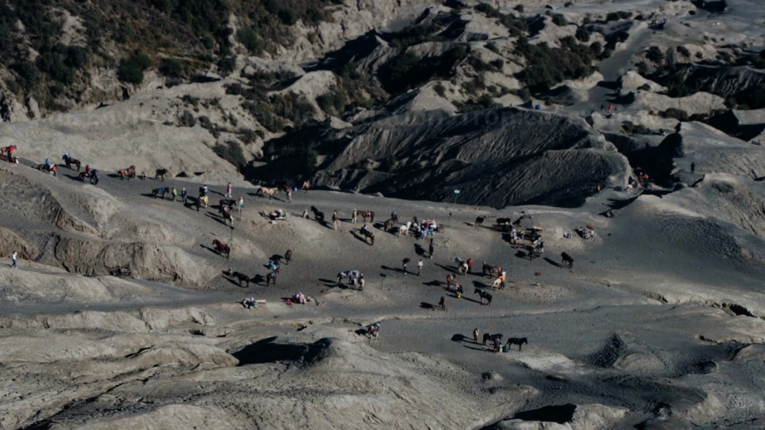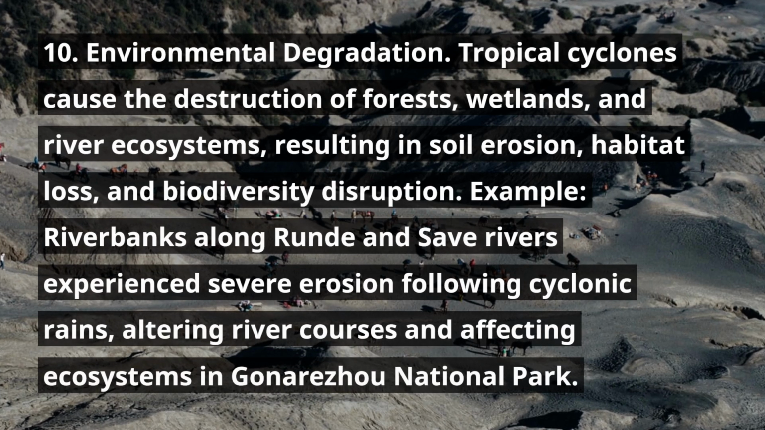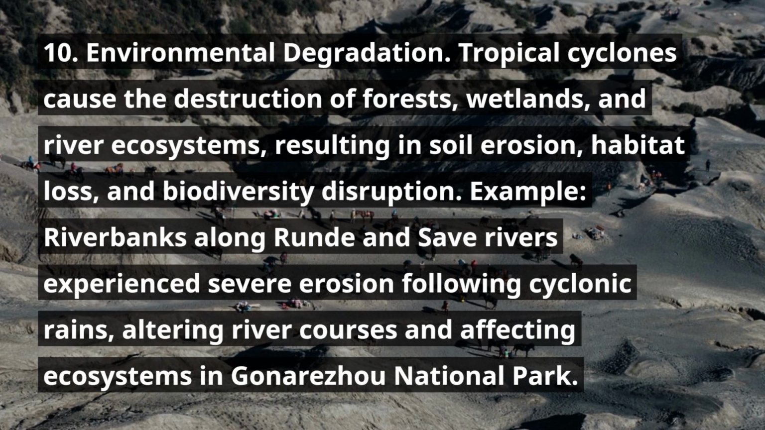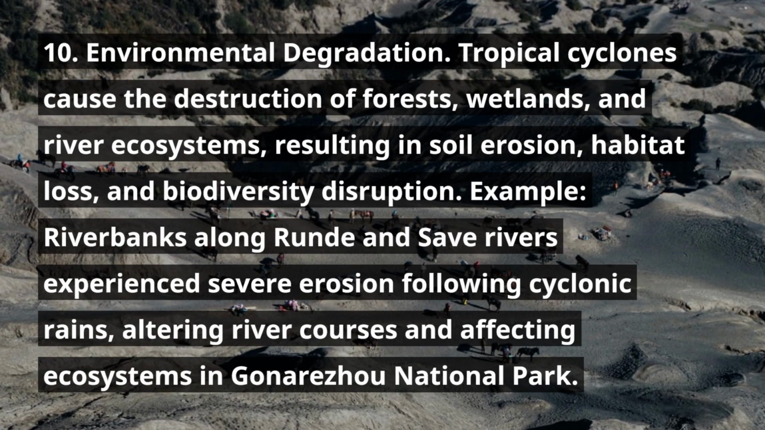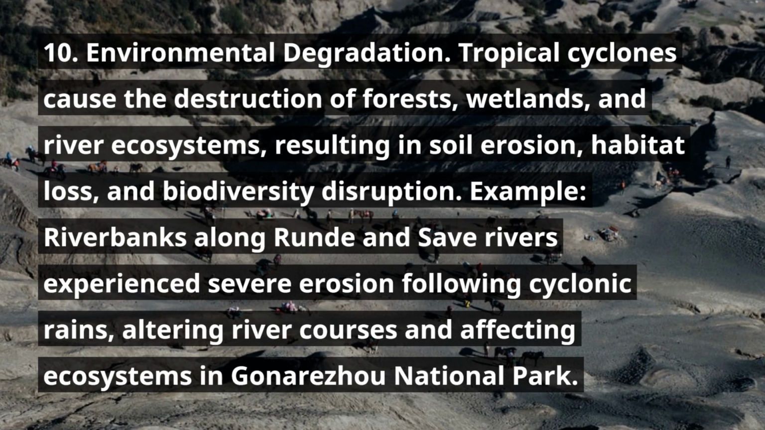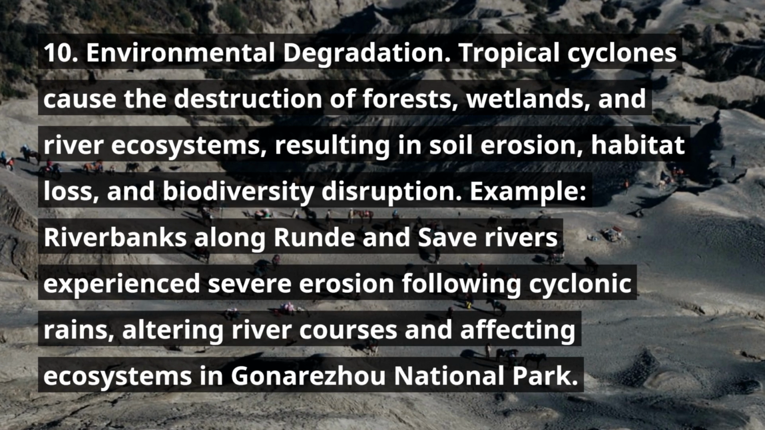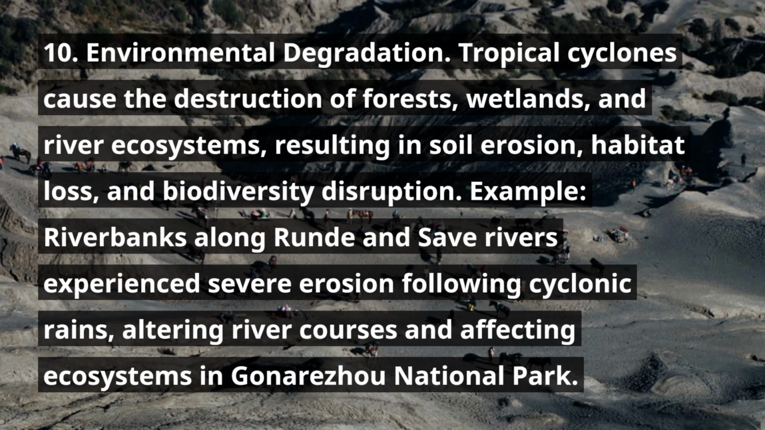10. Environmental degradation. Tropical cyclones cause the destruction of forests, wetlands, and river ecosystems, resulting in soil erosion, habitat loss, and biodiversity disruption. Example: riverbanks along Runde and Save rivers experienced severe erosion following cyclonic rains, altering river courses and affecting ecosystems in Gonarezhou National Park.